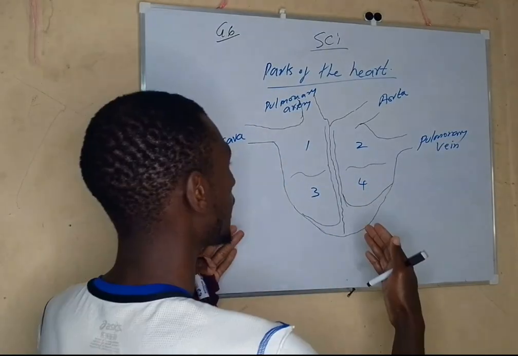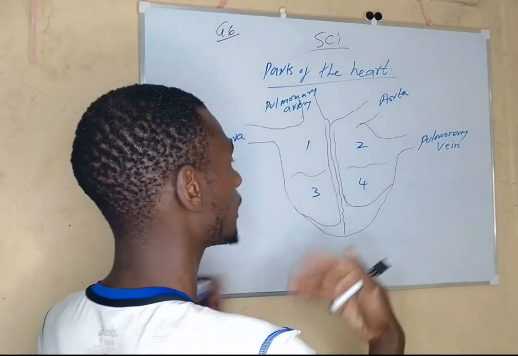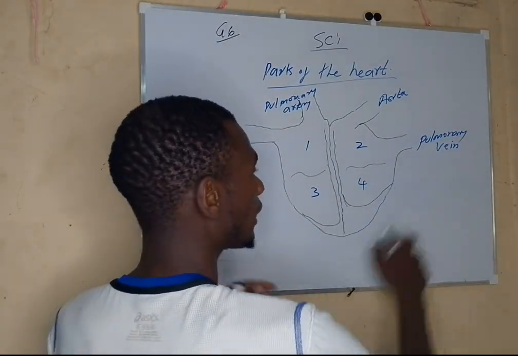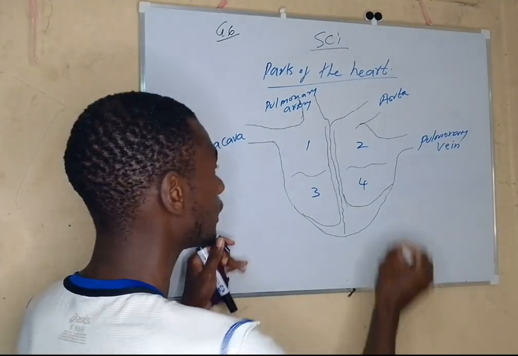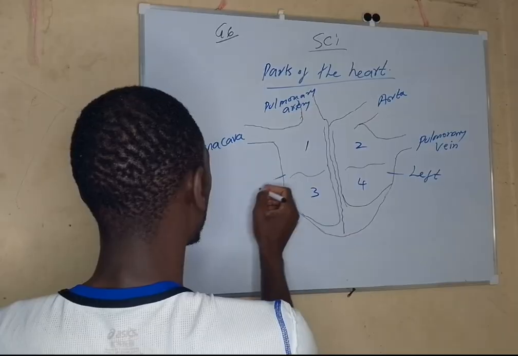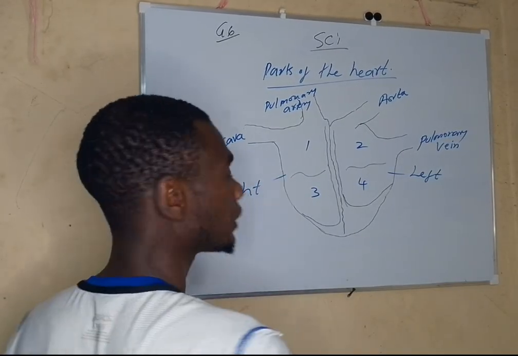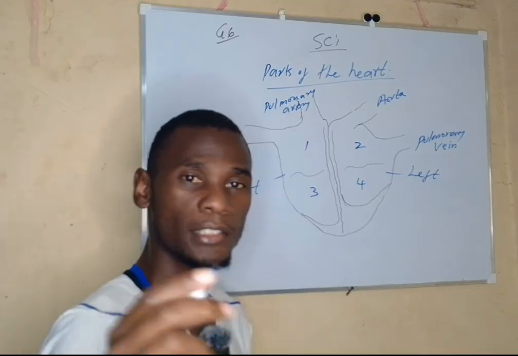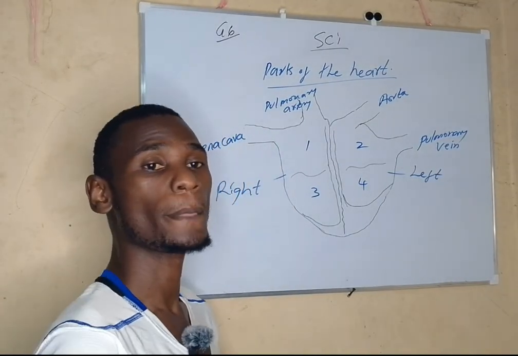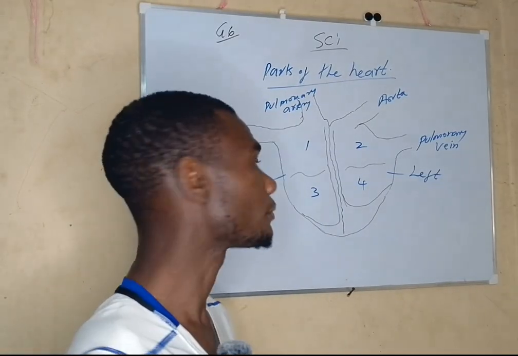So if I have this diagram in front of me, it's like somebody is standing in front of me and we are facing each other, and therefore my right is the left side of this person. So this side is the left side. This side is left. And this side, my left, is the right side of this heart. That is one simple way of identifying the right side and the left side of the heart.